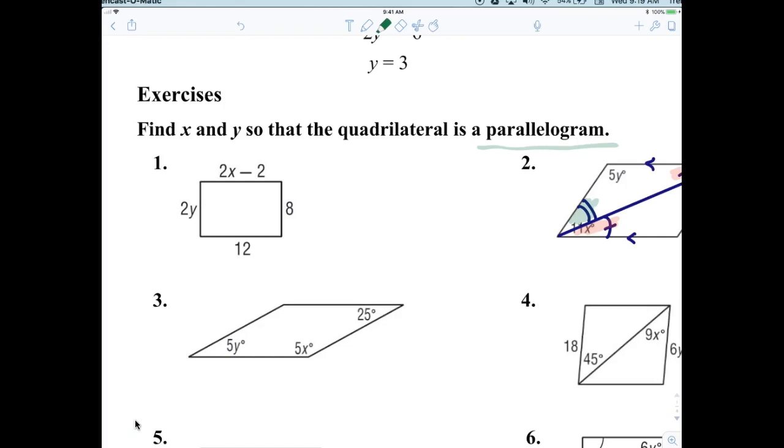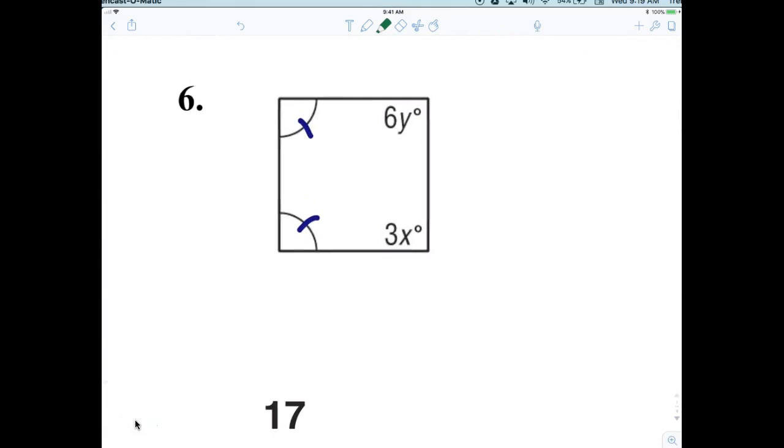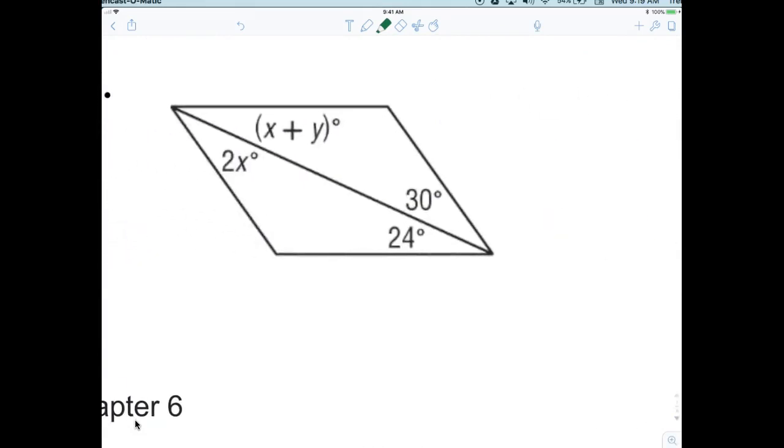On number 5, it would be x plus y equals 24. Yes, x plus y equals 24. But it's easier just to go ahead and solve for x first, right? Yeah, x is 15. So y plus 15 equals 24.